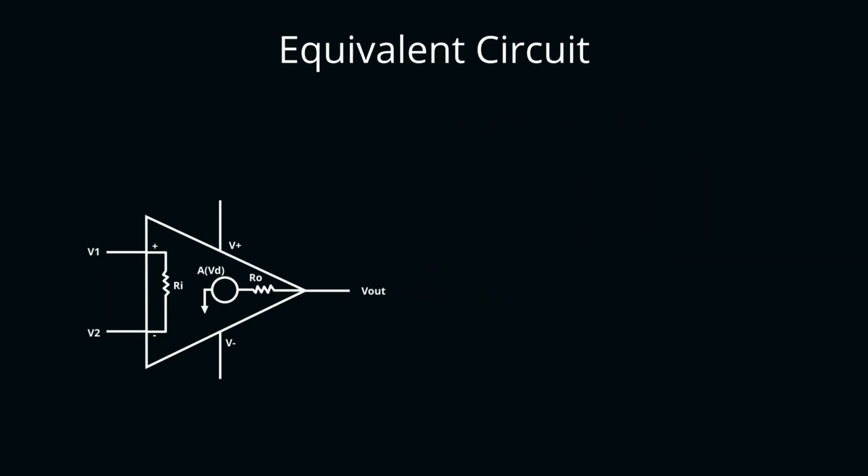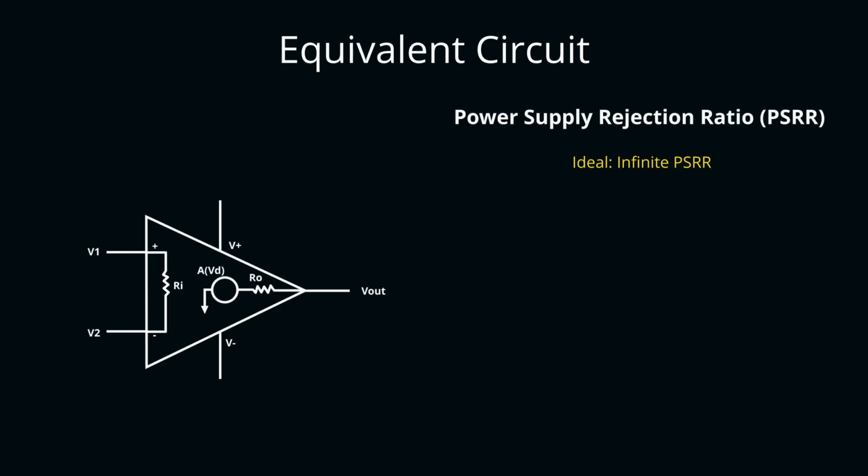An ideal op-amp also has an infinite power supply rejection ratio. Simply put, this means that no matter how much your power supply voltage fluctuates, an ideal op-amp doesn't care. It completely rejects any variations. However, in real op-amps, if the power supply voltage changes too much, the output might drift or get noisy.